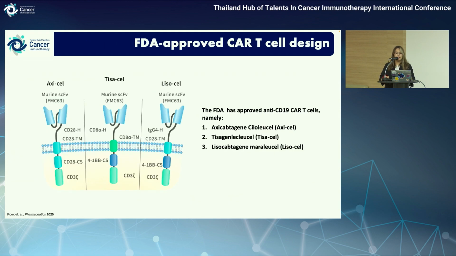Here are the FDA-approved anti-CD19 CAR T cells, namely axi-cel, tisa-cel, and liso-cel. The success of these CAR T cells can be attributed to their antigen specificity, all conferred by the scFv of the anti-CD19, and their different intracellular signaling domains. It is also worth noting that these products differ in their spacer domain, or hinge domain, and their transmembrane domain. That is CD28 hinge domain and transmembrane domain for axi-cel, CD8 hinge domain and transmembrane domain for tisa-cel, and IgG4-derived hinge domain and CD28 transmembrane domain for liso-cel.